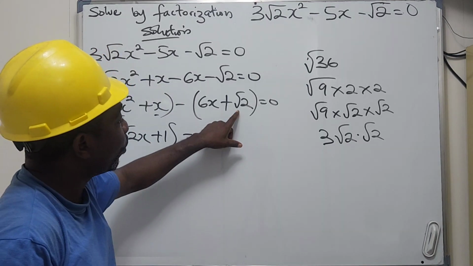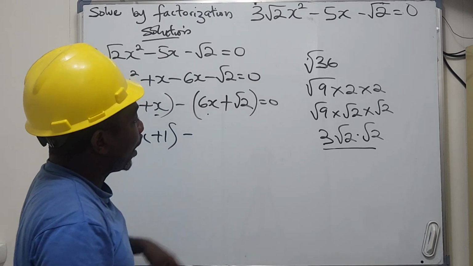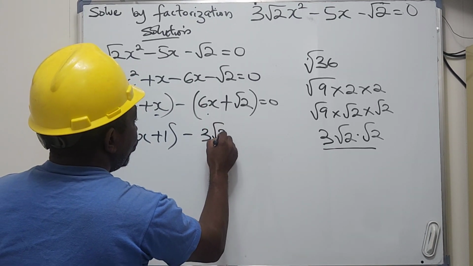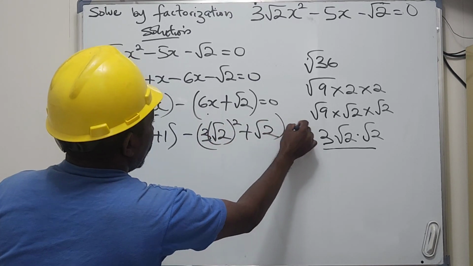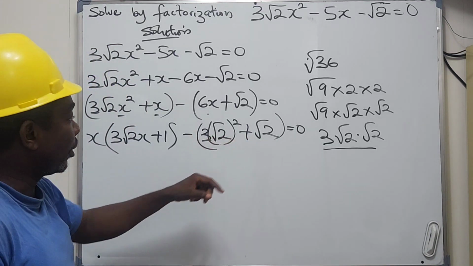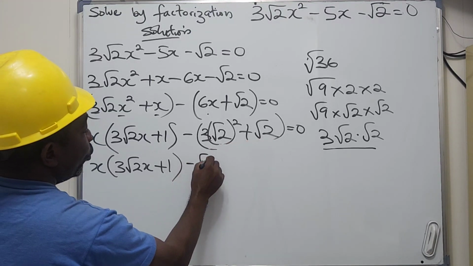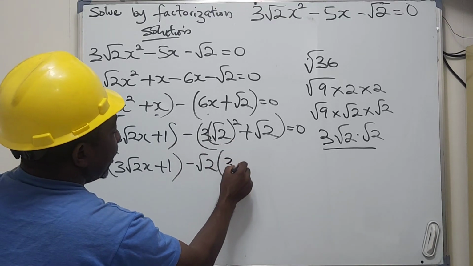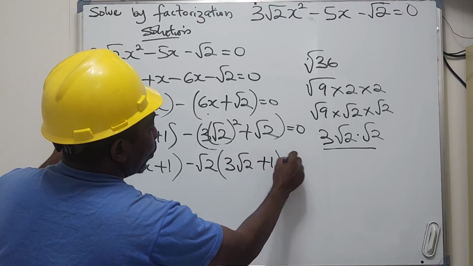So here we can see that we have root 2 here. When we substitute this in the place of this, we will also have root 2 here. So this can be written as 3 root 2 to the power of 2 plus root 2 equals to 0. So that we have root 2 here and root 2 here, so that we can factorize. Factorizing this, we take minus root 2 and divide the whole of here by minus root 2. It will give us 3 root 2x, and dividing here by here will give us plus 1 equals to 0.